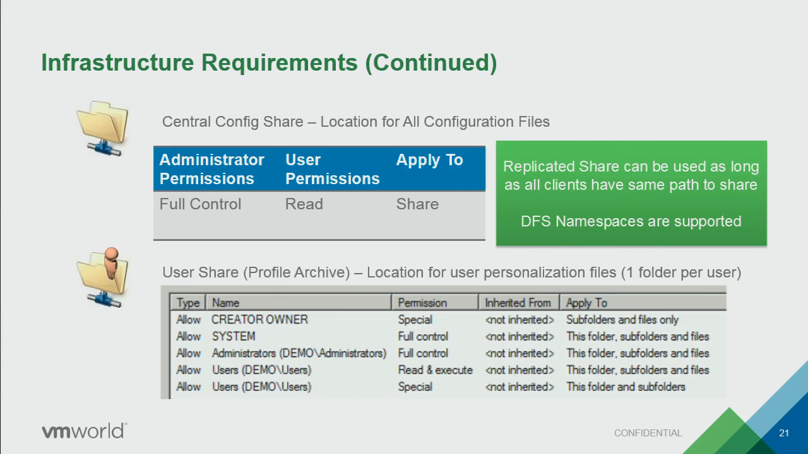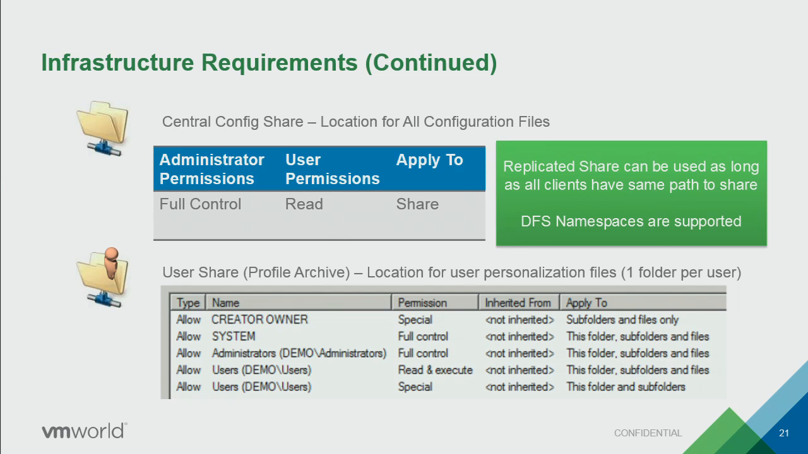And here's a look at what the permissions are. The central config share really is just read permissions on the file share itself. If you're doing an active data center configuration or you need to have that high availability capability, we support DFS namespaces. So you can have that configured and replicate the shares as long as the naming structure and the path names are the same. You can replicate that through whatever mechanism you have in place, whether it's across multiple data centers or whether you just want to replicate it from one SAN to another or one NAS to another just for backup purposes. You can do all that, and we completely support that.